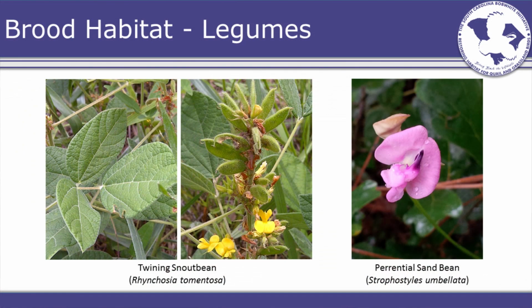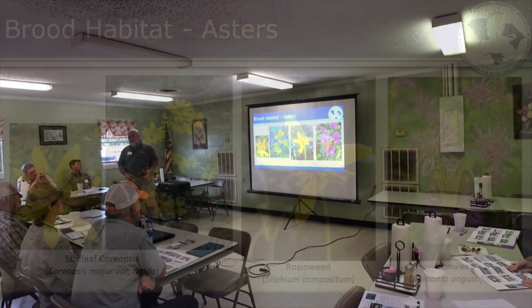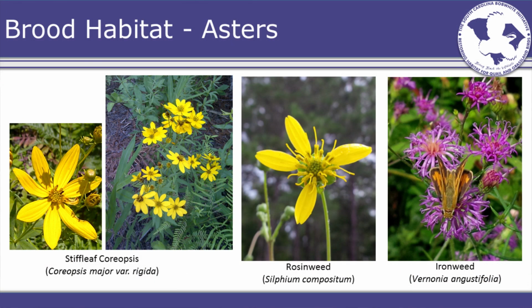Snout bean also produces these large pods. Perennial sand bean, just a couple of other legumes. And then we get into the asters. The asters are important because they attract a lot of pollinators. Some of them do produce seed, which can be produced in considerable quantities. And once it's down on the ground, the birds can use that seed as well. But it does provide a lot of pollination benefits for a number of species.